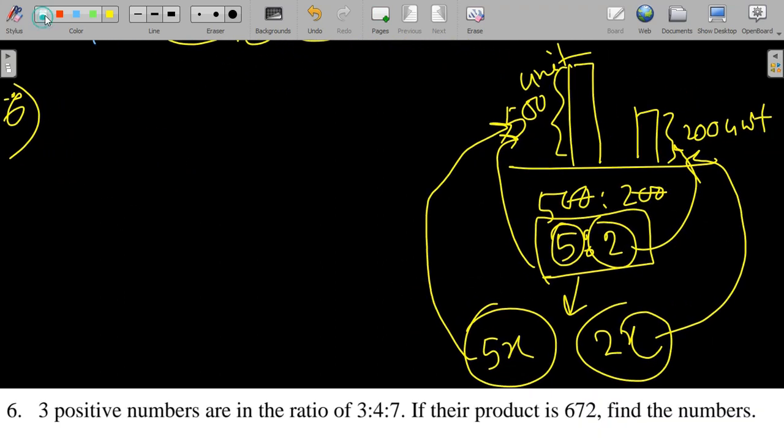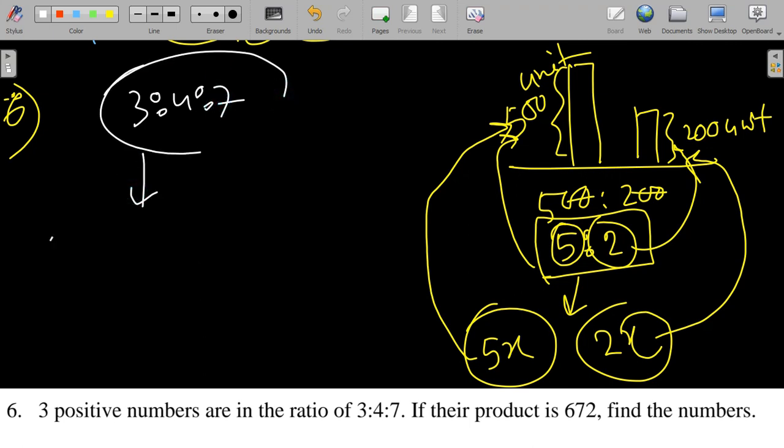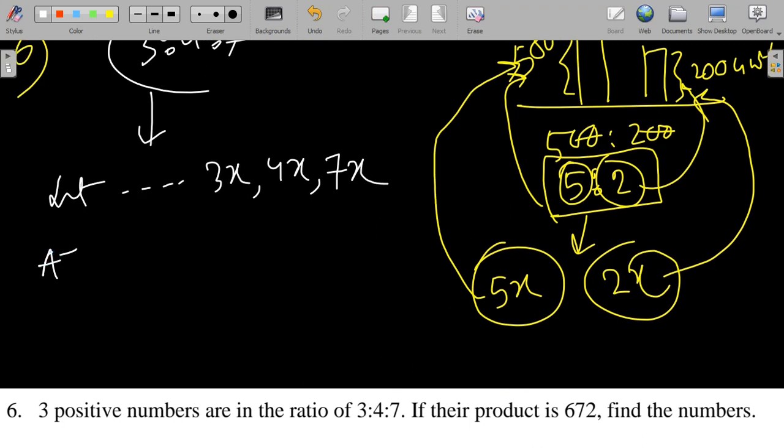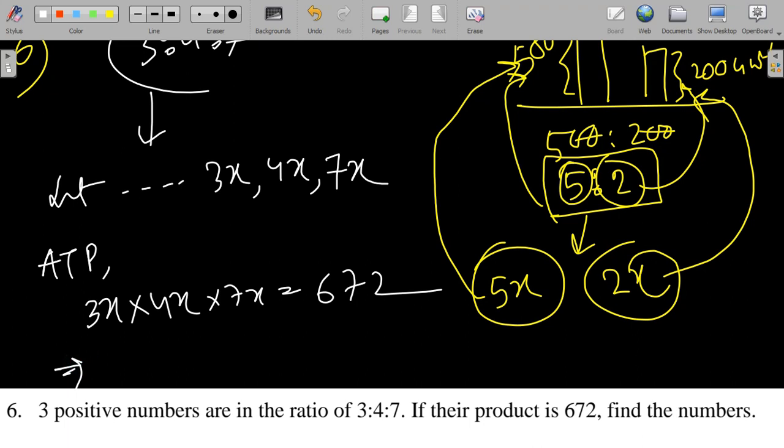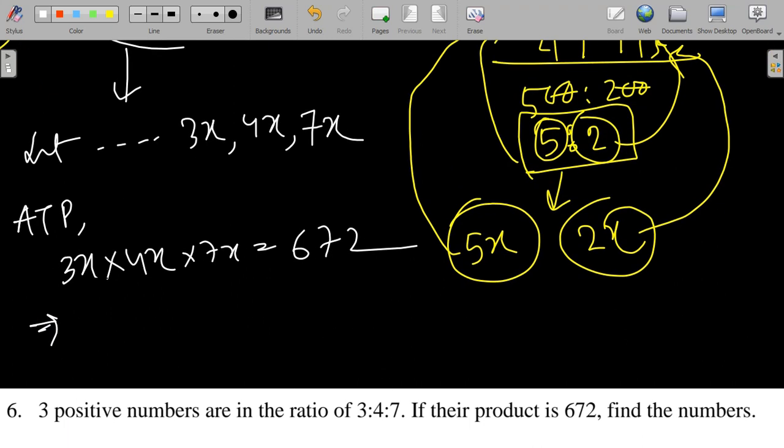Here they have given the numbers as 3:4:7. So we can take the numbers individually. Let the numbers be 3x, 4x, and 7x. Now according to the problem, if we multiply 3x with 4x with 7x, we should get 672. Now let's multiply them. Actually, I'll not multiply directly, because I'm going to show you why I'm not multiplying.